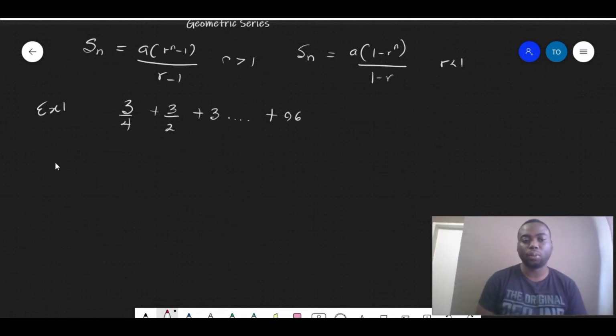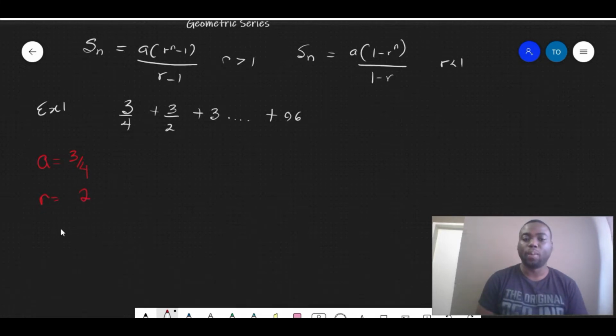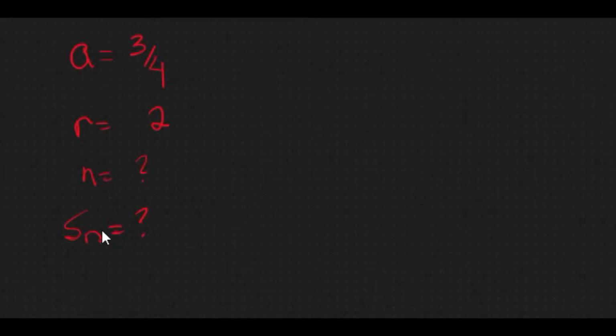So I know from here that my a is 3 over 4. I can calculate my r by dividing the T2 by the T1. When you divide it, it will give you 2. Your n is unknown because we're not given it anywhere in our question, and our Sn, which we're trying to get, is also unknown. So for us to be able to get our Sn, we need to first figure out what our n is.